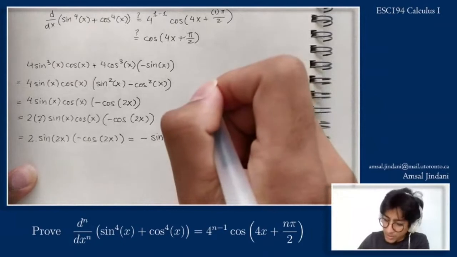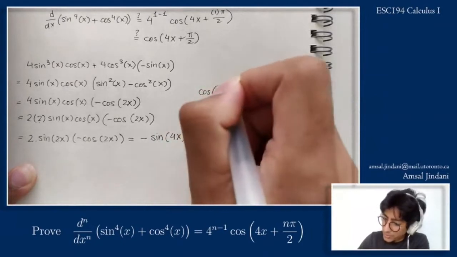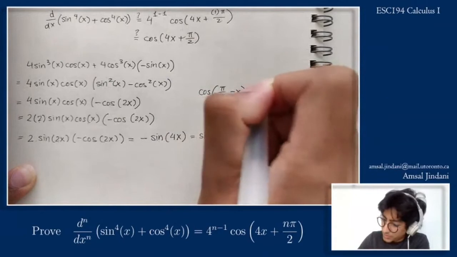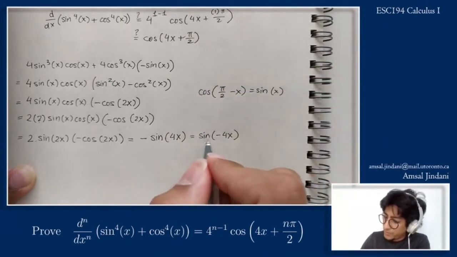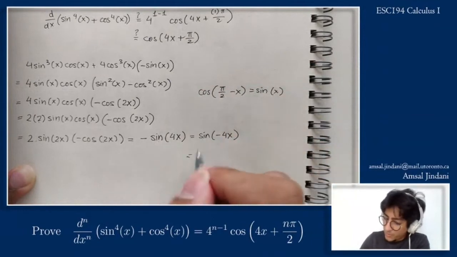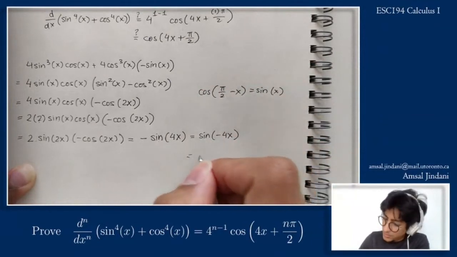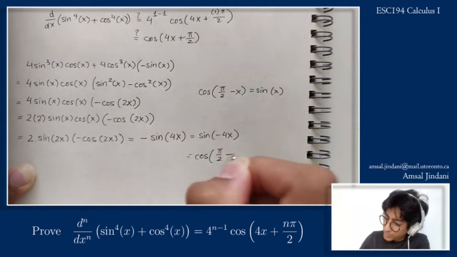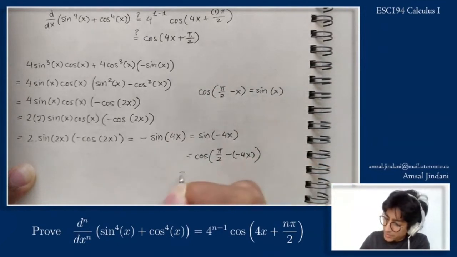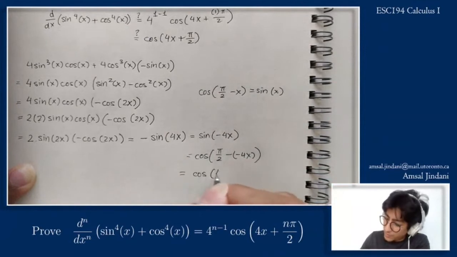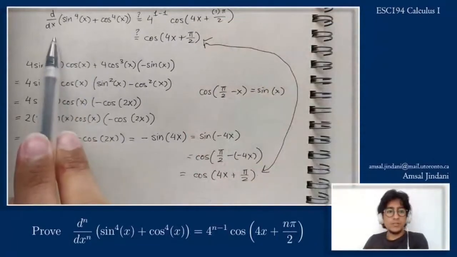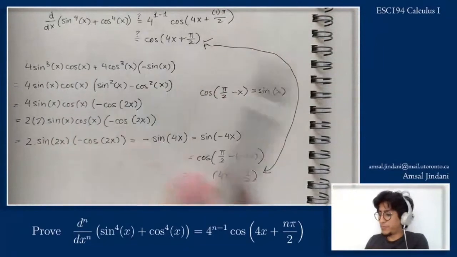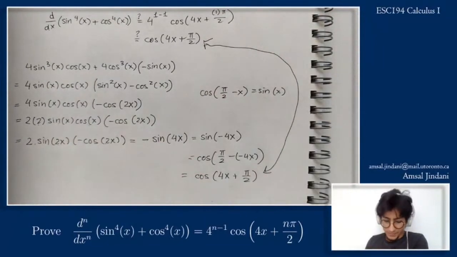And then we're going to use another trig identity, which is cosine of pi over 2 minus x equals sine x. And once I plug this minus 4x into here, what I get is cosine of pi over 2 minus 4x, which is equal to cosine of 4x plus pi over 2, which is the same thing as what we have over here. So this statement is true for n equals 1, and we've proved the base case.